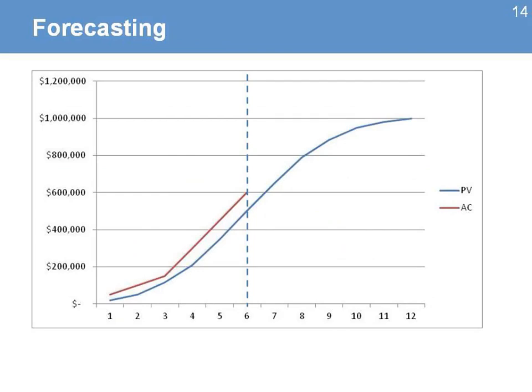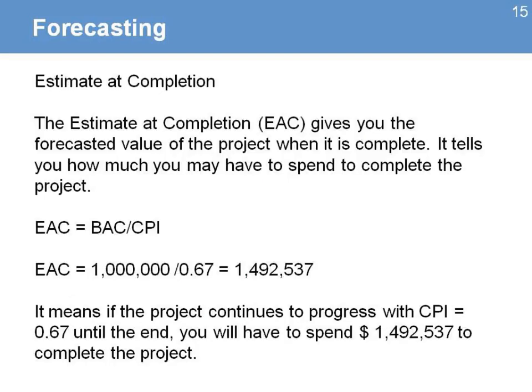Let's look again at what some of those tools can help us do. One of those tools is also forecasting. Based on the rate of how we're spending money and what are the values that we're getting, what will happen if we continue in that trend. So we're going to use what is called estimate at completion. The estimate at completion, or EAC, gives you the forecasted value of the project when it's complete. It tells how much you may have to spend to complete the project. The formula is here, and when I plug in my values, I get this final result.